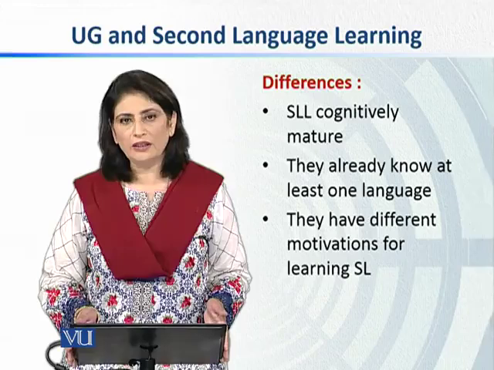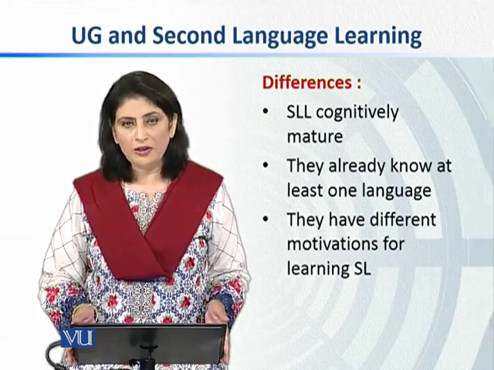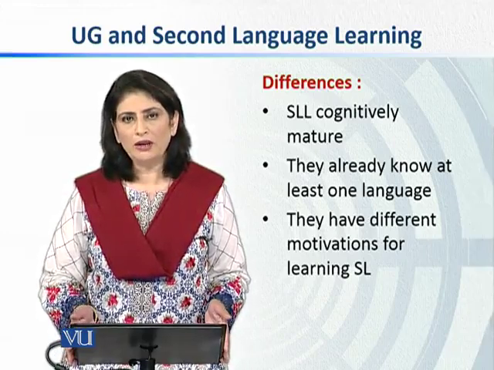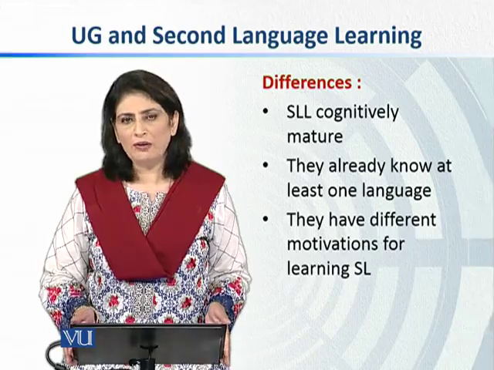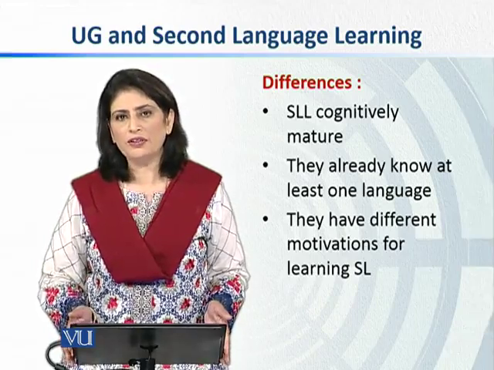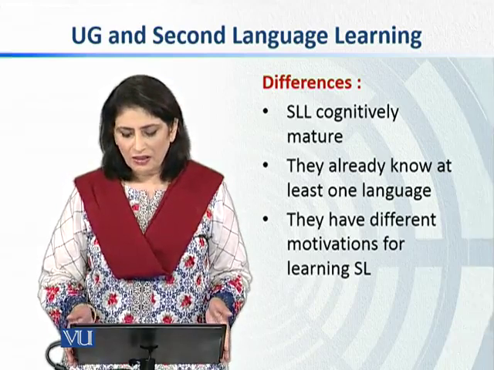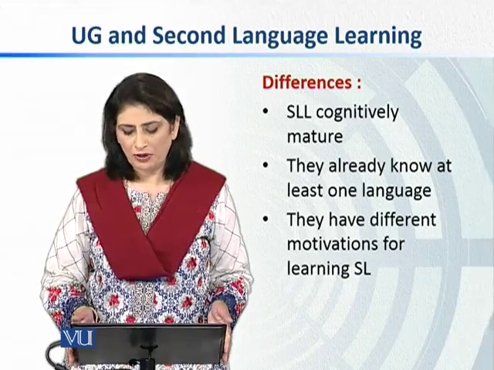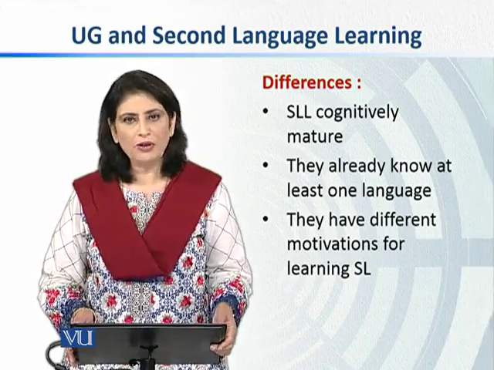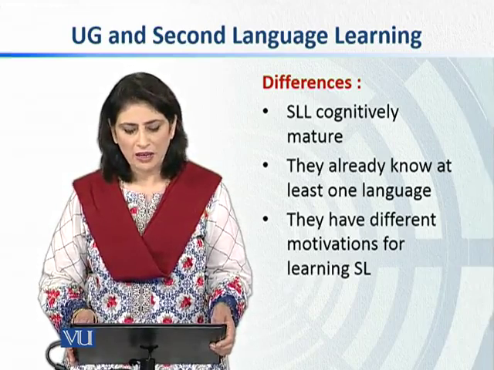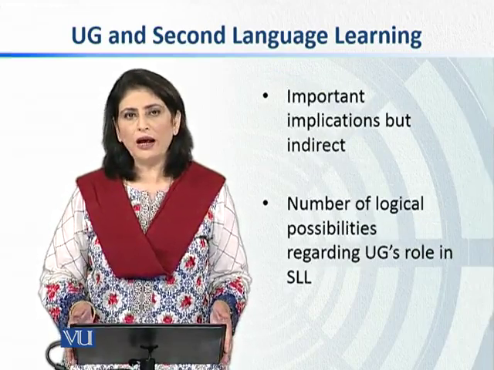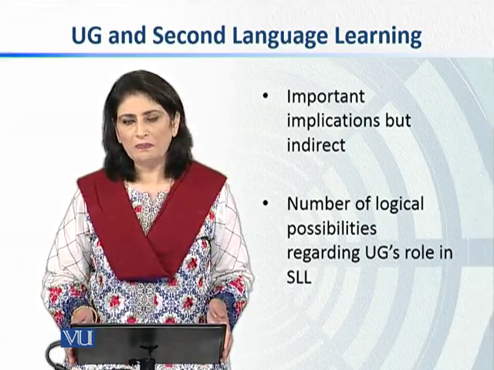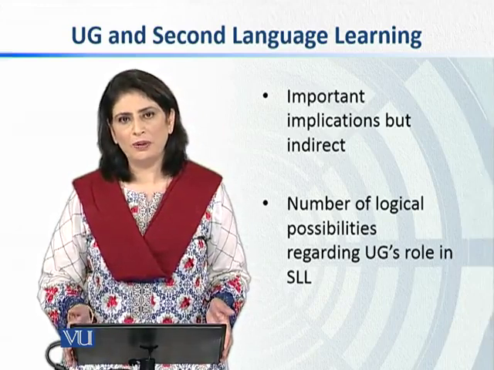So we also say that the second language learners, in any case, know a language, no matter to what degree, while when they are learning their first language, that is not there. They also, in second language learning, might have different motivations to learn a language, and they might also be advanced in age. So there must be some important implications that we need to draw, but these implications will be indirect.